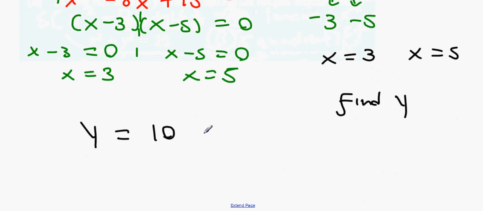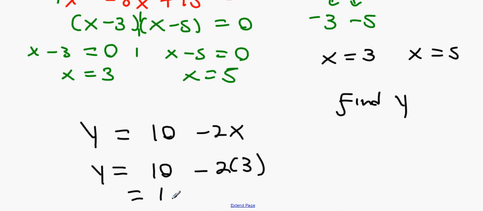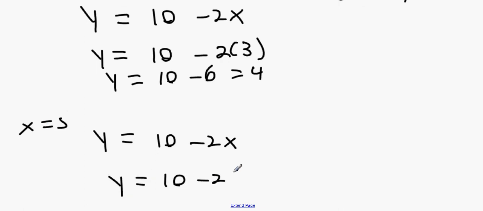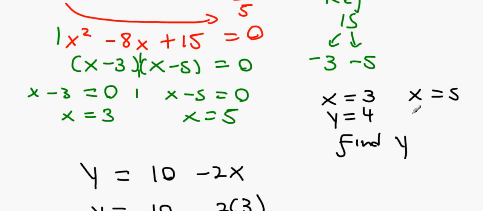So y is going to be 10 minus 2 times 3. 10 minus 6 equals 4. So y equals 4 when x equals 3. And then the next one, y equals 10 minus 2x. This time x equals 5. y equals 10 minus 2 times 5. y equals 10 minus 10, which is equal to 0. So when x equals 5, y equals 0. That can also be written as (3, 4) and (5, 0).